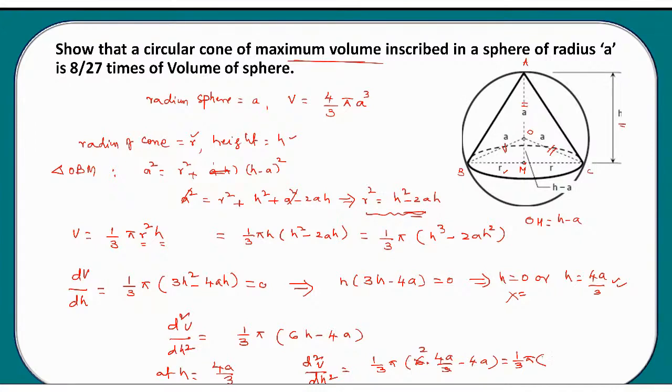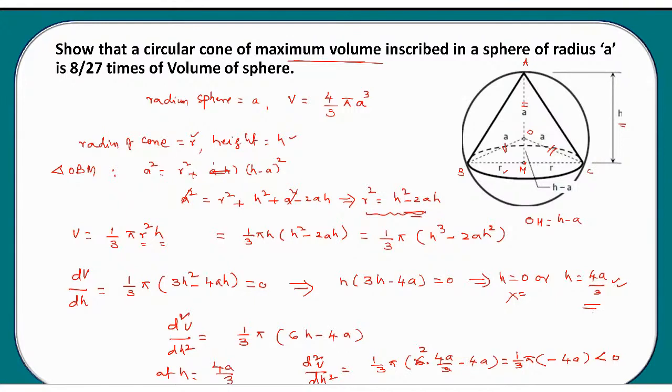You get 8a minus 4a, that is a minus 4a, which is less than 0. So we identified that the second derivative is negative. Since the second derivative is negative, the volume of the cone is maximum at h equal to 4a by 3. So we verified that the volume of the cone is maximum at h equal to 4a by 3.